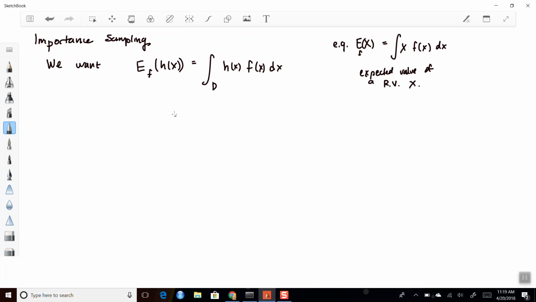All right, so this is what we want, but the problem is we are not able to sample from f of x directly. Okay, if we could, this is what we would do, right?